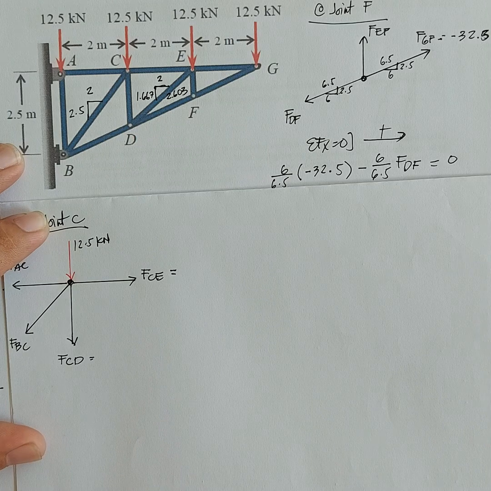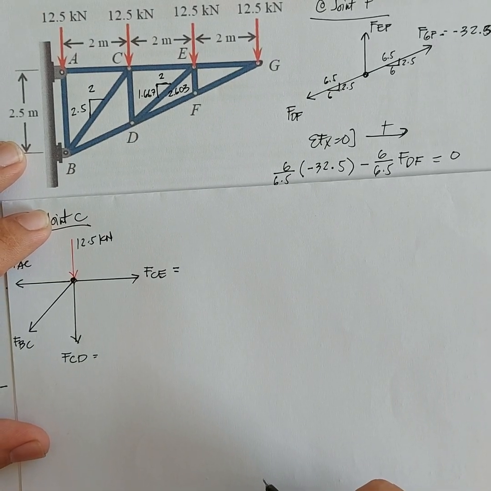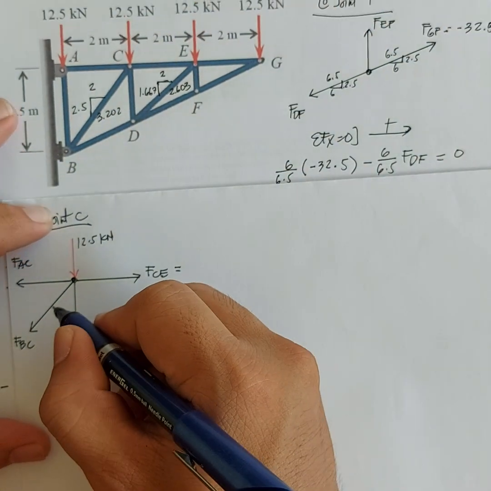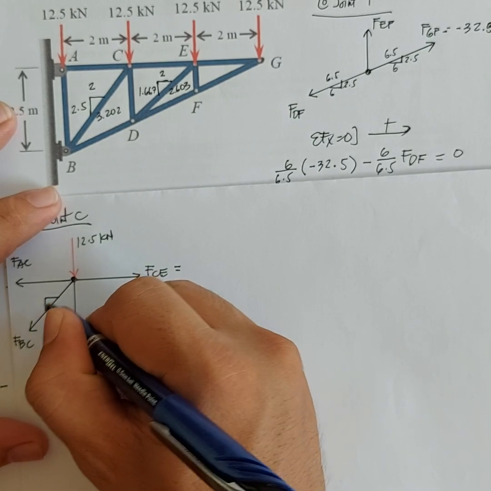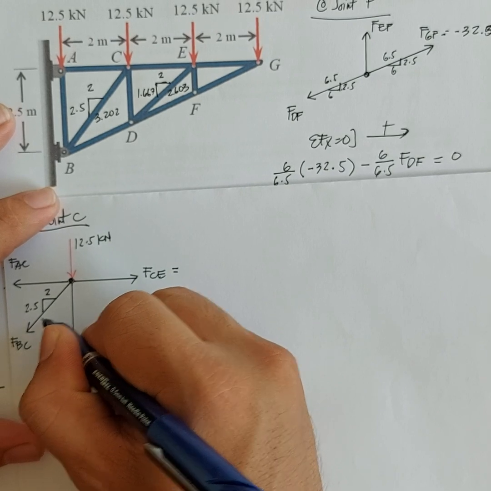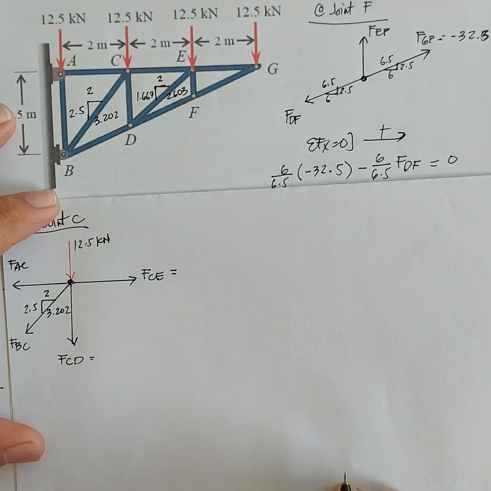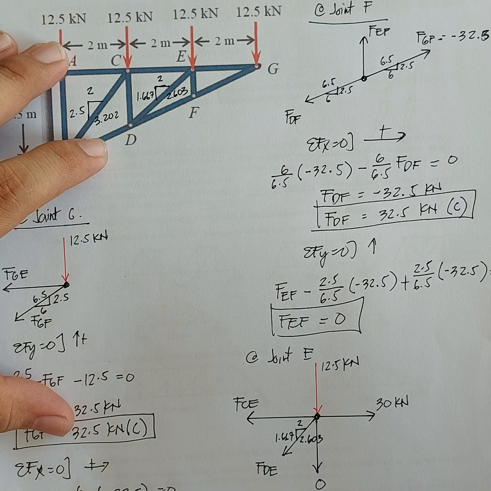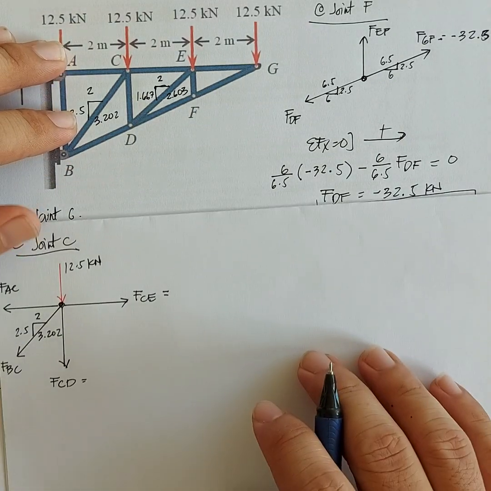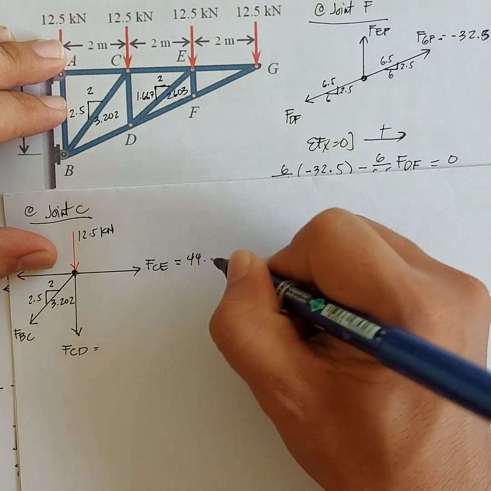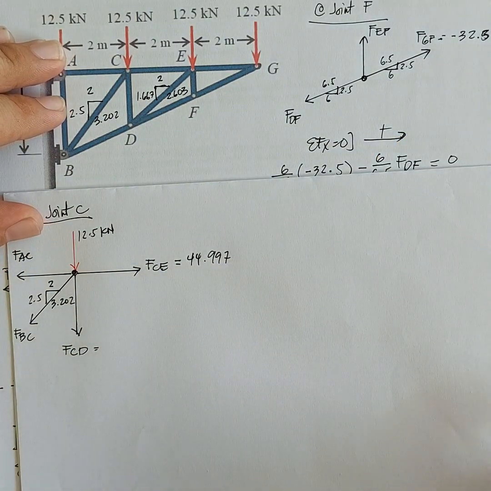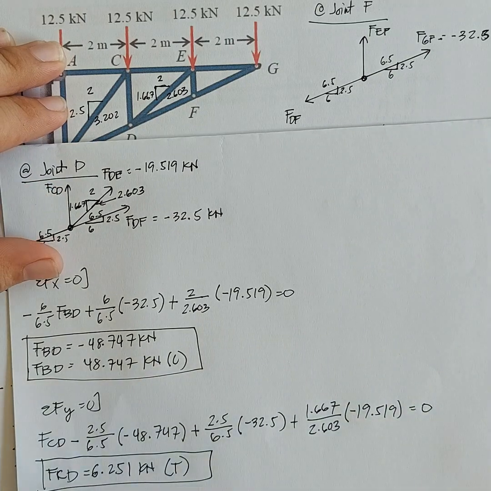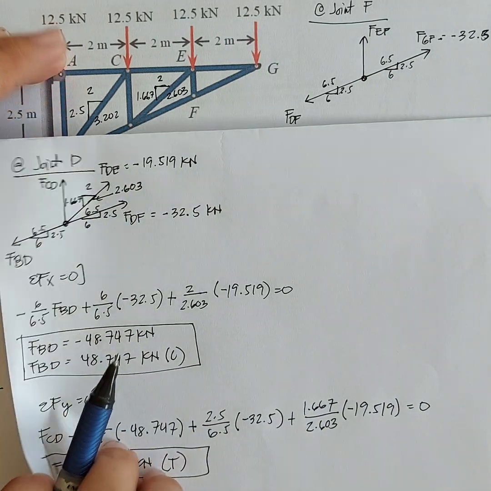Okay, and what's the hypotenuse? That's 3.202. Yung hypotenuse niya. So 2.5, 3.202. Ayan. Okay. FCE. So yung FCE, that is 44.997. O, positive siya. So, tension yun. FCD naman. Saan yung FCD kanina? FCD is also in tension. So, it's 6.251. Yung FCD.